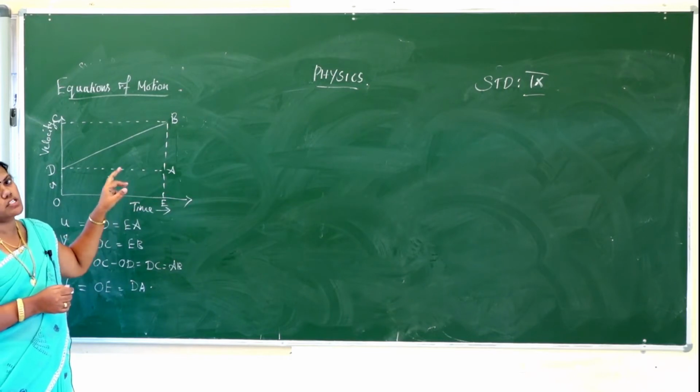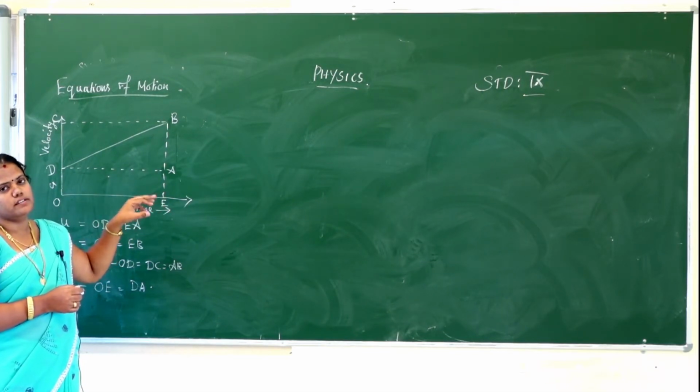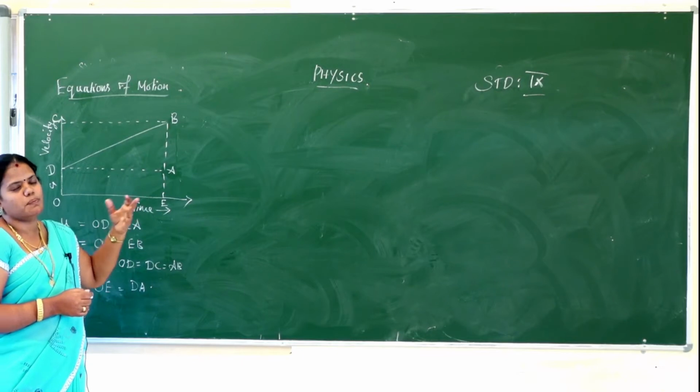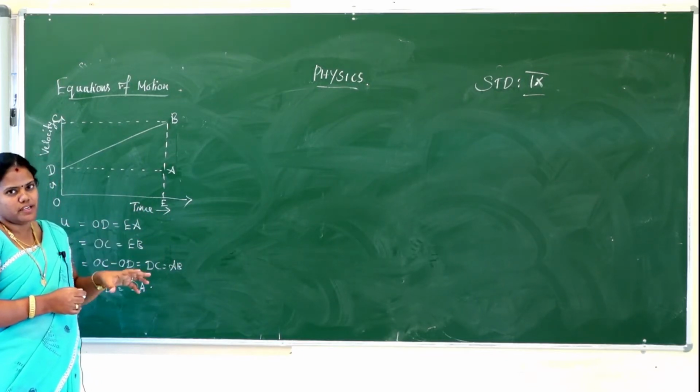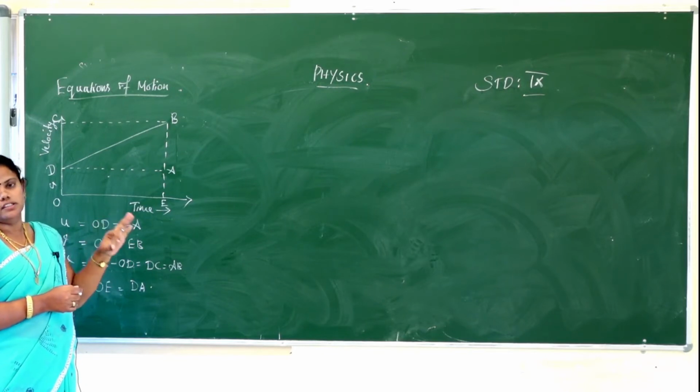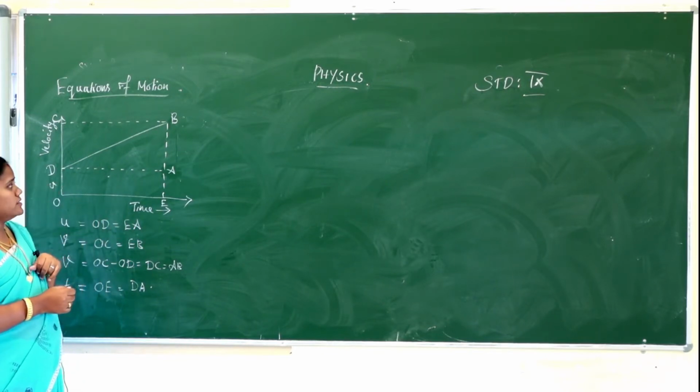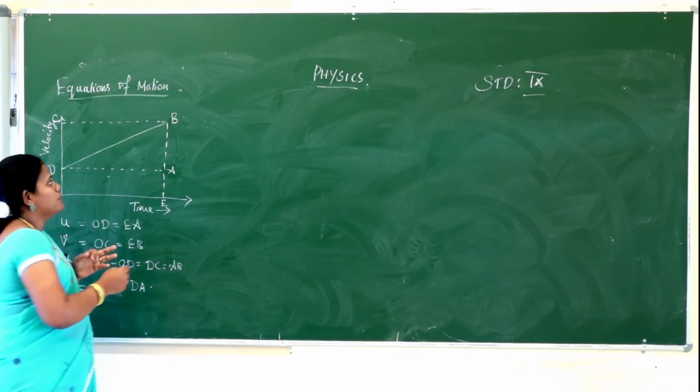What is the meaning of equations of motion? Newton gave three equations of motion to explain the motion of an object.